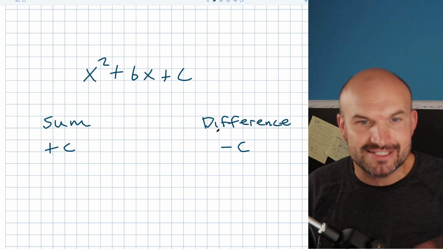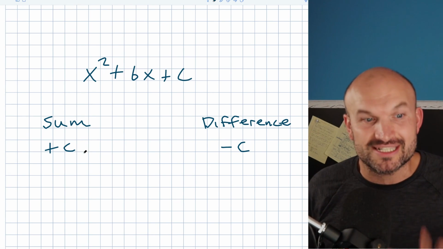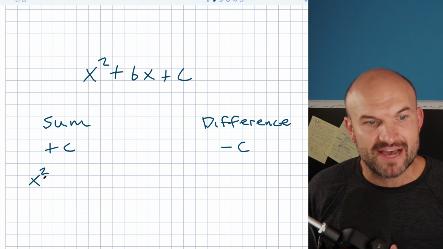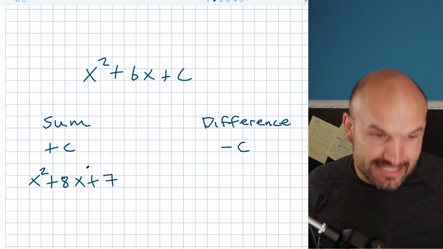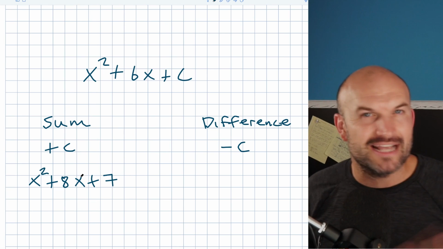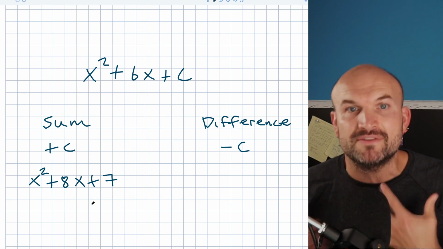Now, I can talk about this with all these variables, but I think it's much easier to deal with actual numbers. So let's take a look at an example. If I have x squared plus 8x plus 7, that is a positive c. See my last number? That's positive. So I'm thinking about a sum. Now, you might be thinking, what sum are you talking about? I'm talking about the sum of the factors.